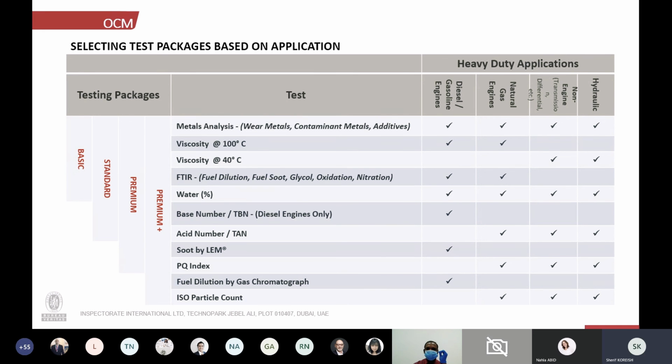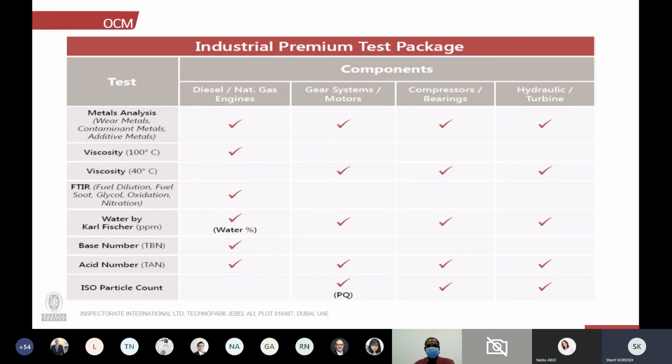And this is basically depending on the application in use. So if we look at this as an example for the industrial premium test packages, you can see for the diesel and natural gas engines, we are doing metal analysis, as I said, for contamination and debris and additives, viscosity, the FTIR for Fourier transform infrared spectroscopy, water by Karl Fischer, and we can do water by other methods as well. Karl Fischer gives you ppm, and other methods can give you percentages. We are talking about diesel engines base number, and for other engines we are using acid number as well.